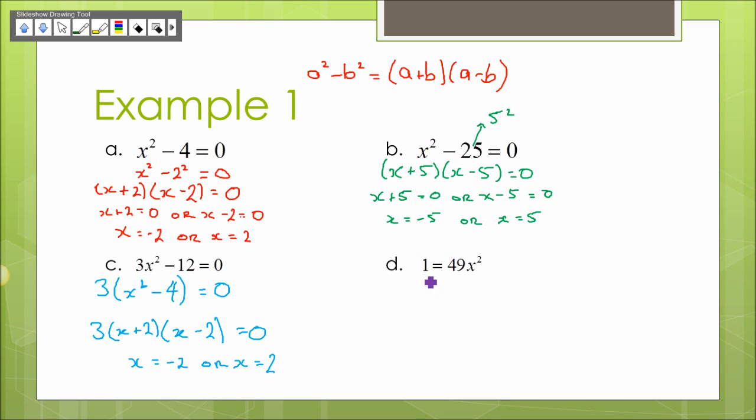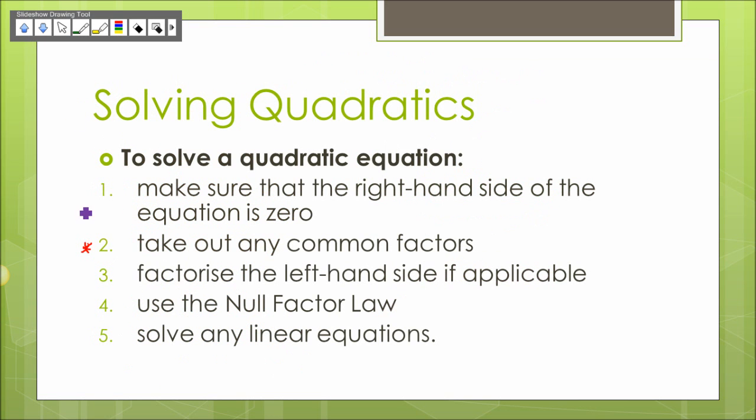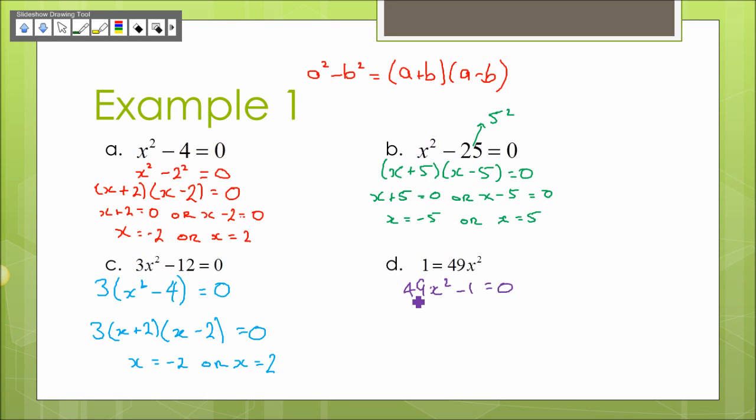I'm going to put our 1 over here, so our equation becomes 49x squared minus 1 equals 0. So now we've got our equals 0, we can move on to our second step. Can we take out any common factors? No, there's no common factors between 49 and 1, so let's go straight to factorizing. Now the cool thing is, unlike C, where we had this coefficient, both of these numbers are in fact square numbers. 49 has the square number 7, and 1, well, its square number is just itself.